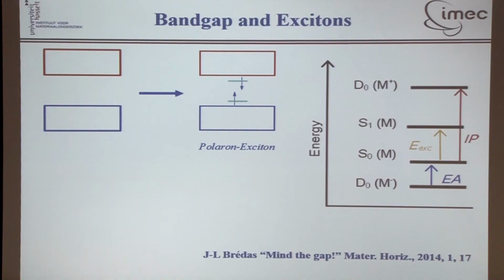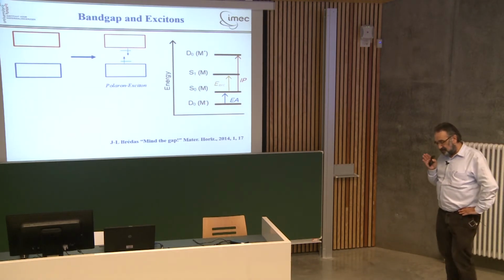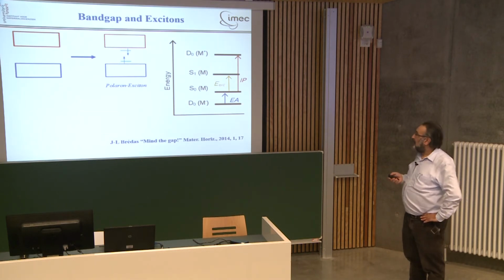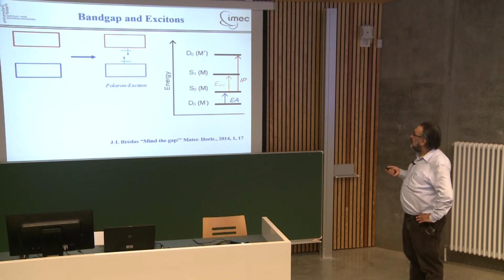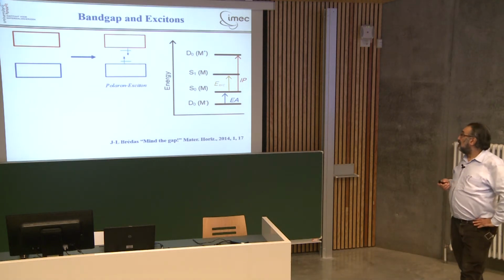Now a final remark that I have to make, a remark that was made by Jean-Luc Brida very recently actually, is that he emphasized that these kinds of definitions are not the real band gap. Because if you look at the real definition, the band gap is determined by the difference between the ionization potential and the electron affinity. And the question is, if you do an excitation from the ground state to the first excited singlet state, is this the same process as this difference between ionization potential and electron affinity?